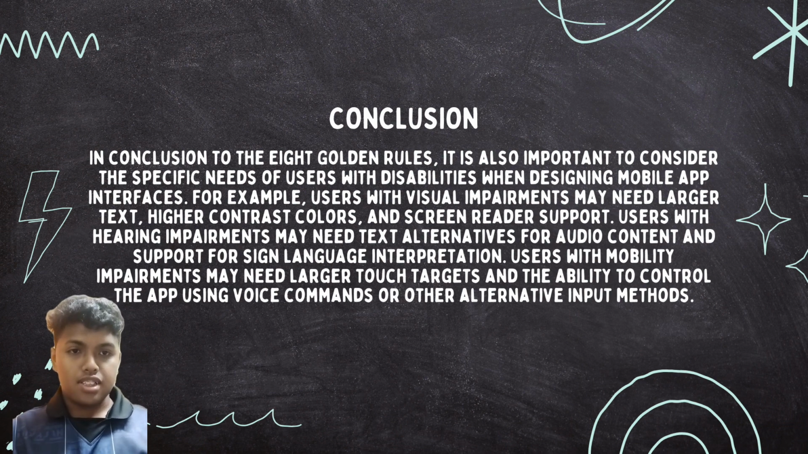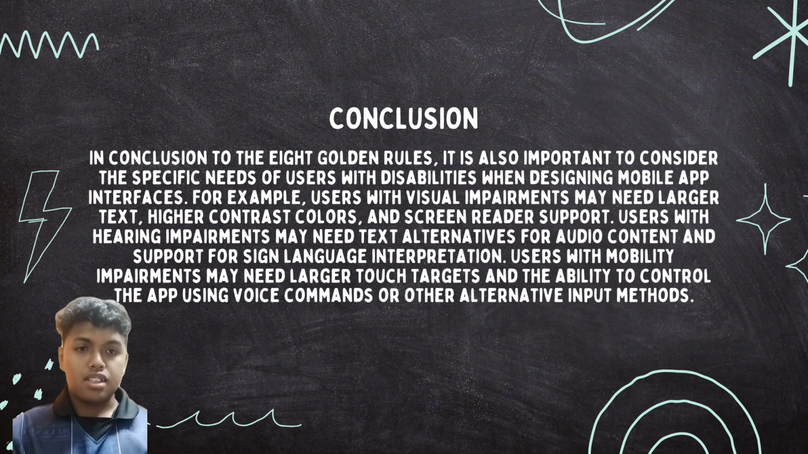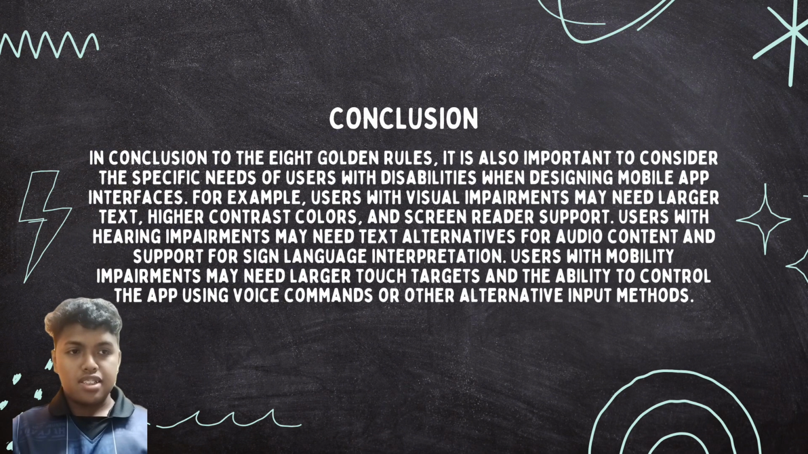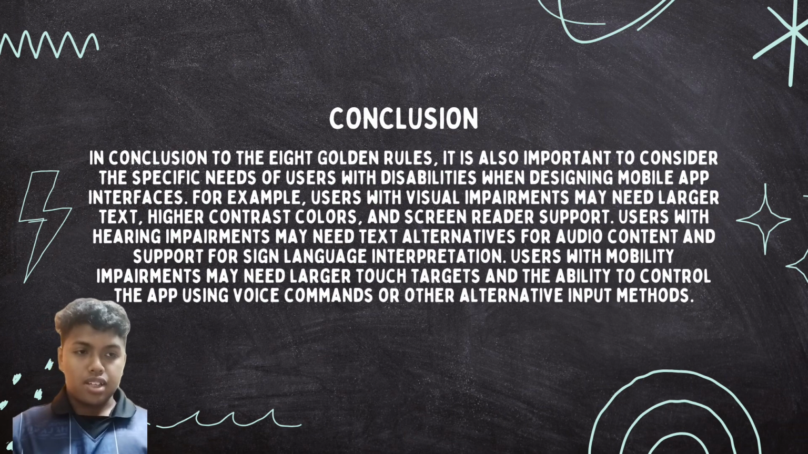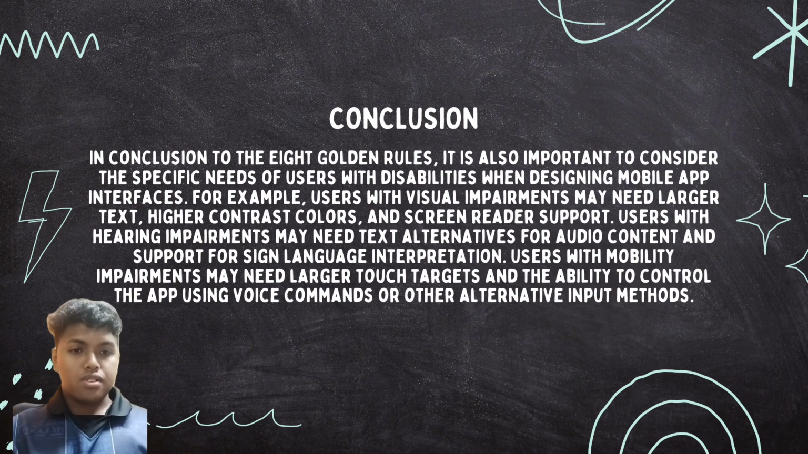In conclusion, in addition to the golden rules, it is also important to consider the specific needs of users with disabilities when designing mobile app interfaces. For example, users with visual impairment may need larger text, higher contrast colors, and screen reader support. Users with hearing impairment may need text alternatives for audio content and support for sign language interpretation.